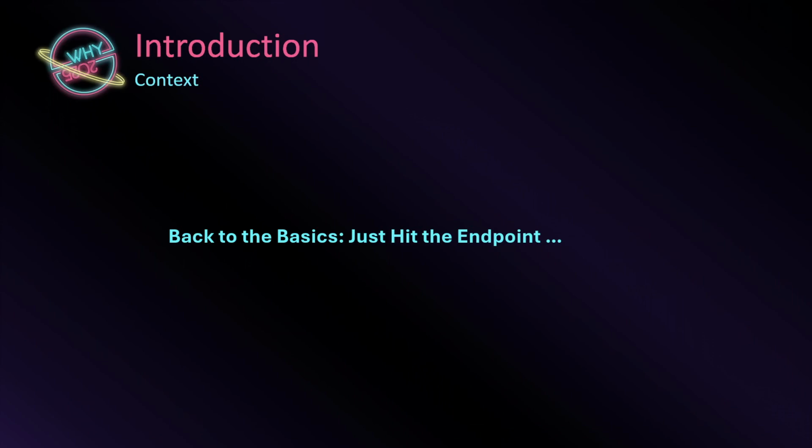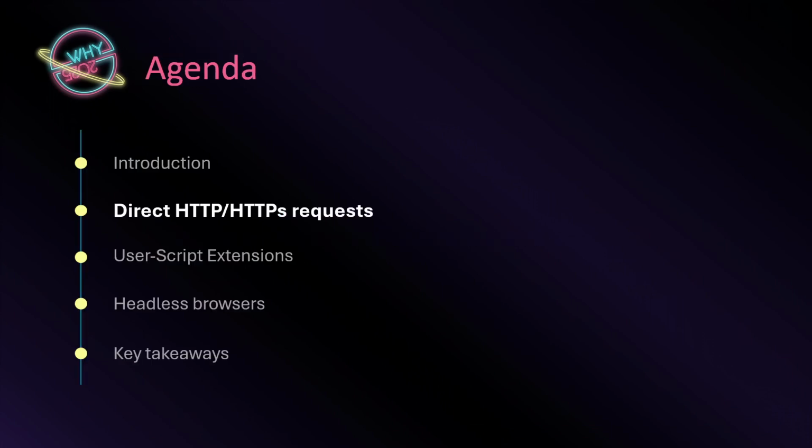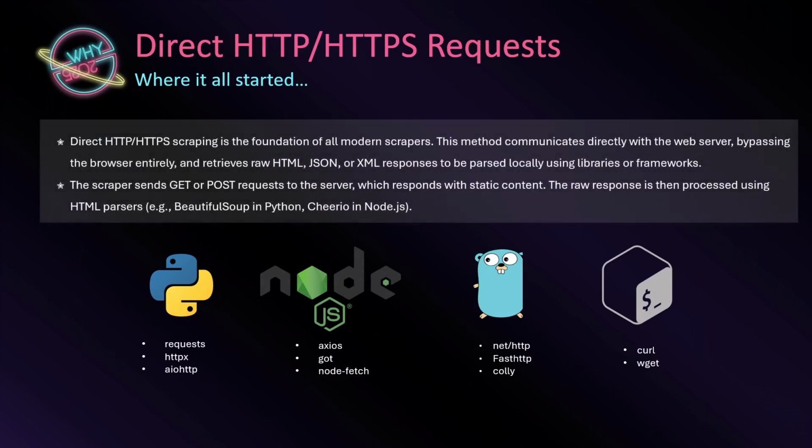Before getting into the fancy tools and stealthy browser tricks, let's rewind a little bit to the absolute basics, which is the first thing anyone tries when they want to pull data from a site: direct HTTP requests. This is the classic just-hit-the-endpoint approach. And when we say just hit the endpoint, we actually mean that. We identify a URL where our data lives, and we send a plain HTTP or HTTPS request to fetch it. It's the most bare-bones way to scrape.